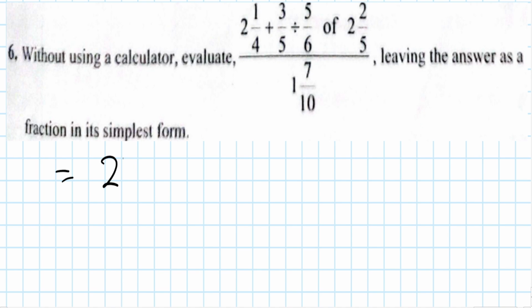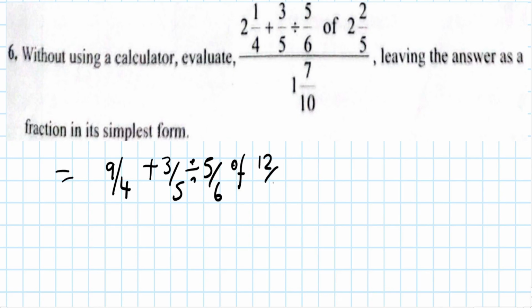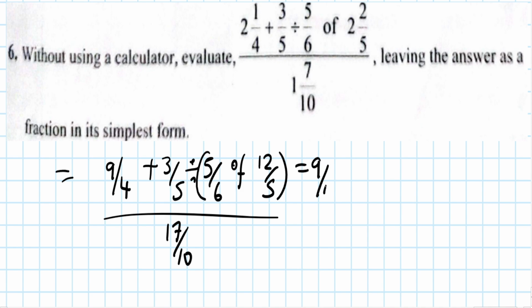So we have 2 1 over 4, which we write as 9 over 4, plus 3 over 5 divided by 5 over 6 of 2 1 over 5, which is 5 times 2 is 10 plus 2 is 12 over 5, and divided by 1 7 over 10. 1 7 over 10 is 17 over 10. Okay, let's start with the of. So if you start with of, it's BODMAS. Remember, since there are no brackets, we'll start with of.